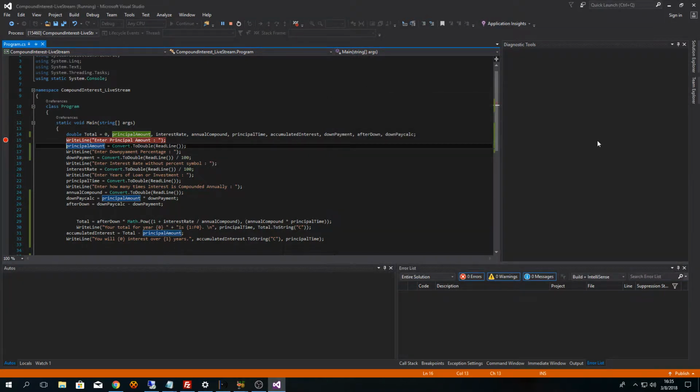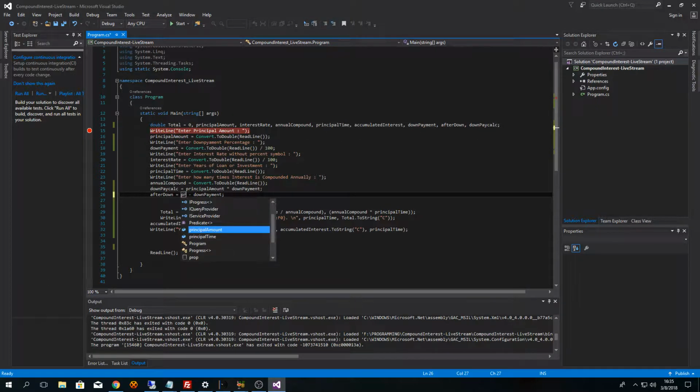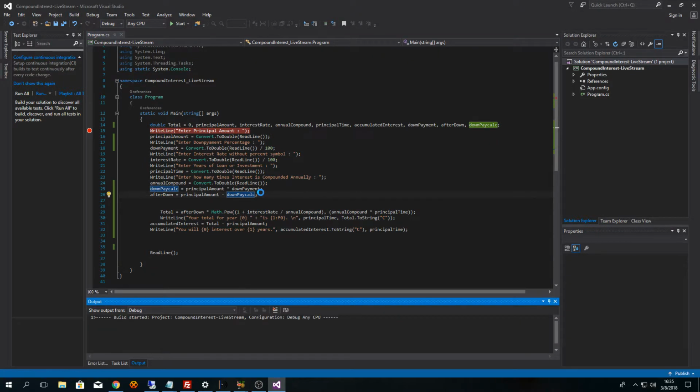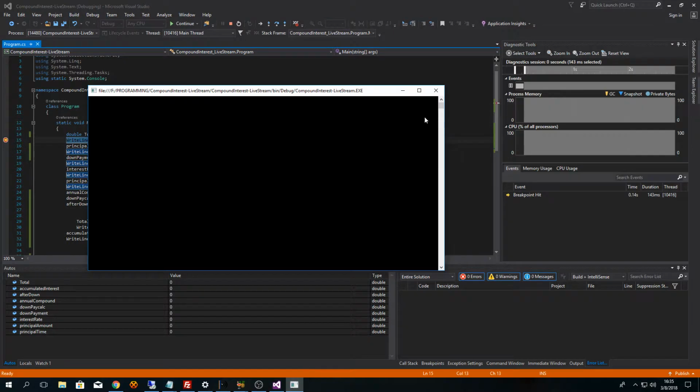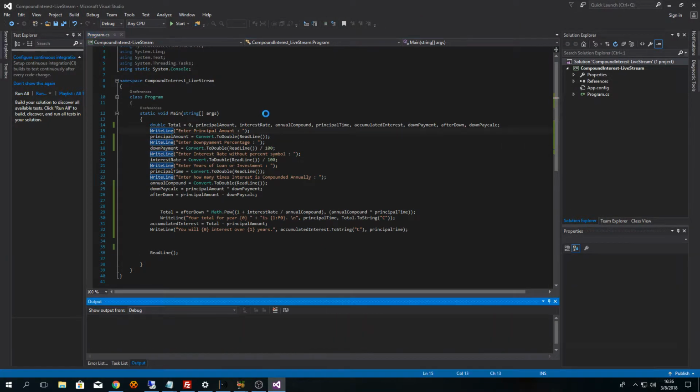I know what I did wrong. We don't need to do all that. For here we do principal amount minus down payment calc. That should sort out the issue. Oops. We don't want to debug because we know what the issue was.